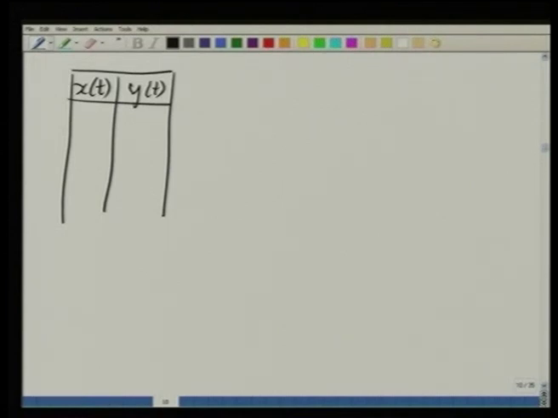Now, on different rows in this table, one would introduce different input signals in the left column and record the corresponding output signals in the right column. So, for signal number 1 you would have some x1 and you would have an output y1. For signal 2 you would have x2 and you would have output y2, and so on ad infinitum.